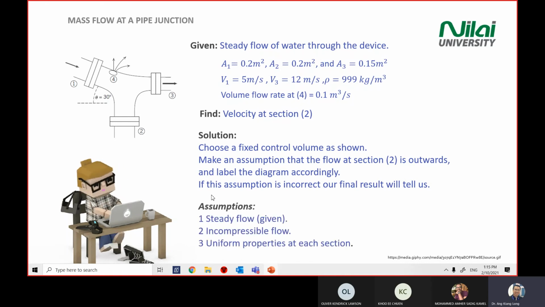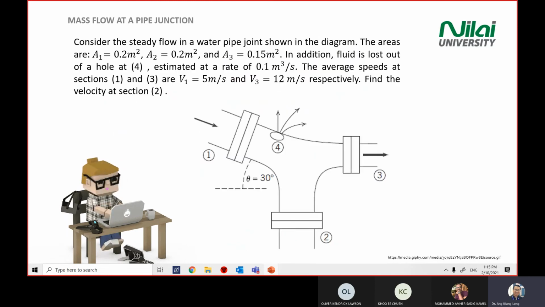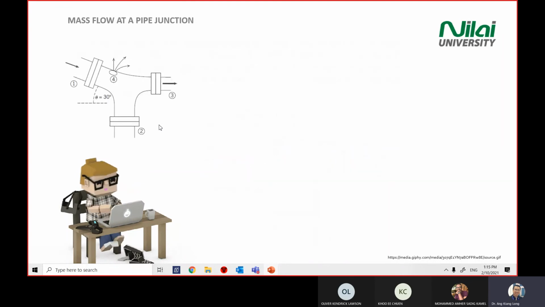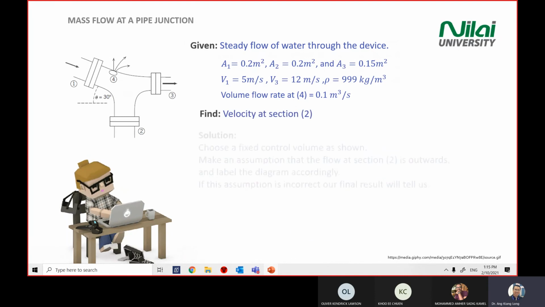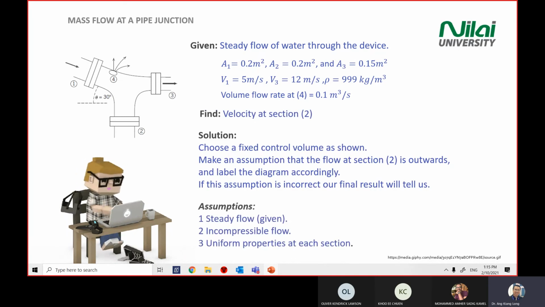We assume steady flow, which is what is given in the statement. We have incompressible flow, and uniform properties inside. Looking at the statement here, there's no mention of incompressible. However, when you come to a test or exam, one of the sections will mention, assume the flow is incompressible, calculate what. Assume what, then calculate what. So you get this kind of statement.